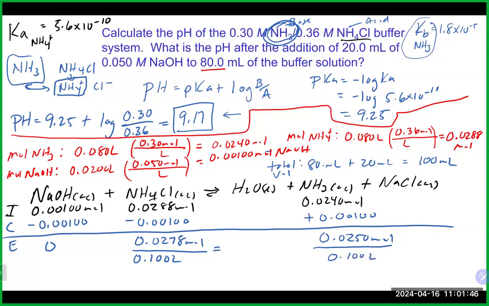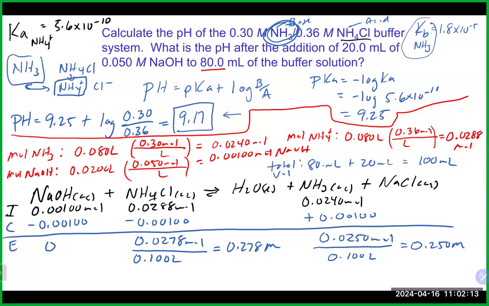That is going to get us here: 0.0278 divided by 0.1, 0.278 molar, and 0.025 divided by 0.1, which is 0.25 molar. Any questions so far? Now you get to this point and maybe you're still not sure what's going on in terms of what I should do next.